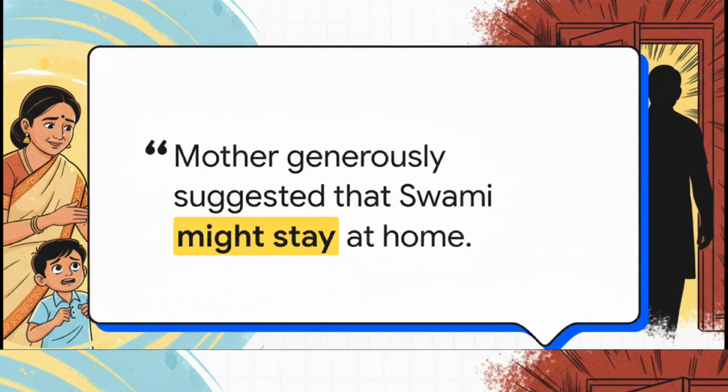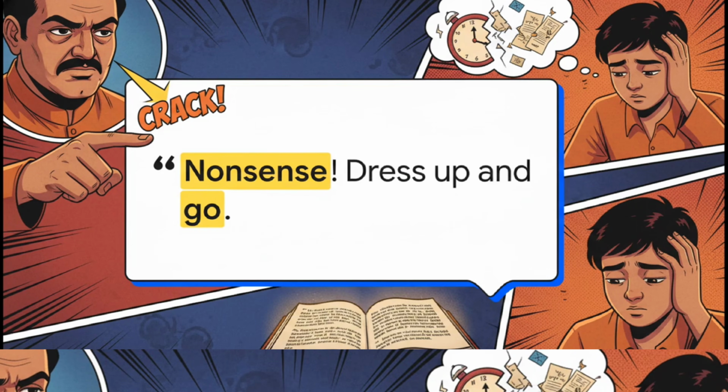Now, his mother, she's a bit more sympathetic. She's generous and suggests, hey, maybe he could stay home. And for just a second, you think, okay, Swami's plan might actually work. But then his father comes into the room. And boom, just like that, the whole plan is completely shattered.